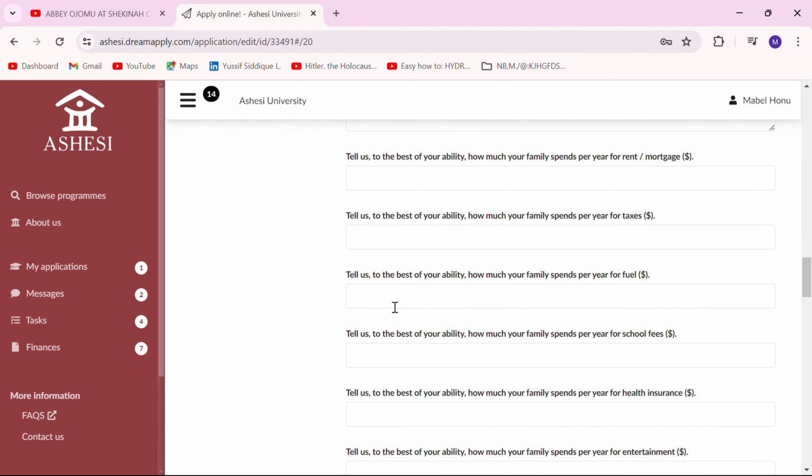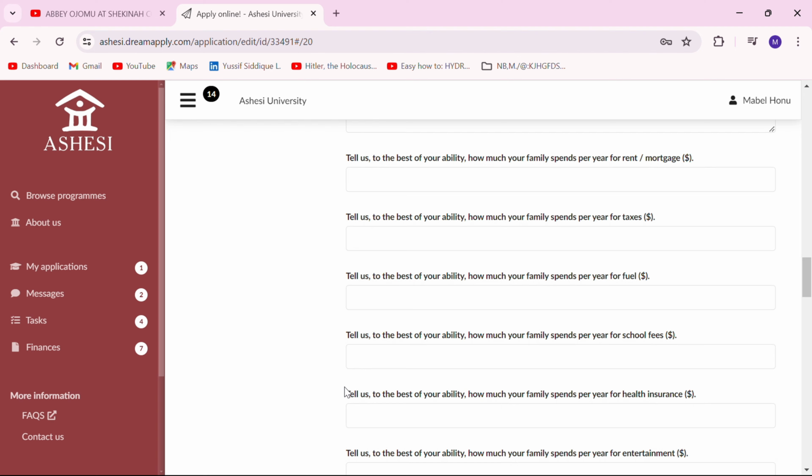So this next stage, this whole part, has to do with your family expenses. Like I mentioned earlier, they are your family's annual expenses, so they are per year. And then it's important for you to convert them to dollars if your currency is not already dollars. So the first one has to do with the amount your family spends on rent. So you find your yearly rent, yes, and then you convert it to dollars, put it here, and then how much your family spends on taxes.